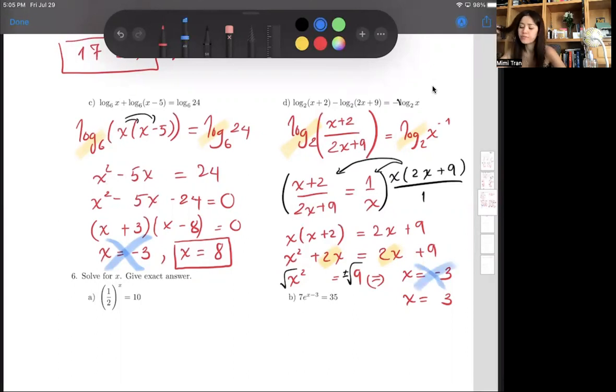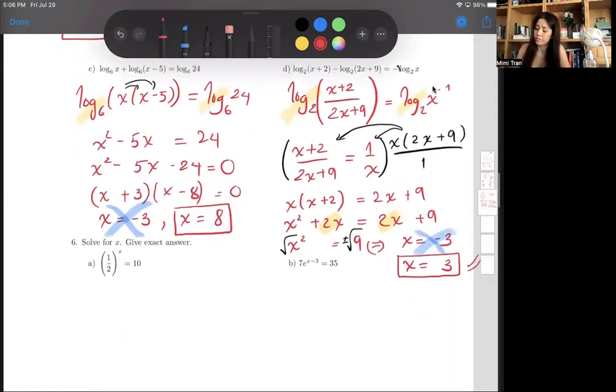What about 3? Again, you can check with your calculator, like I did. I think it worked out. So 3, log 5, 6, 15. 5 over 15 is 1/3. Yes, it checked out.